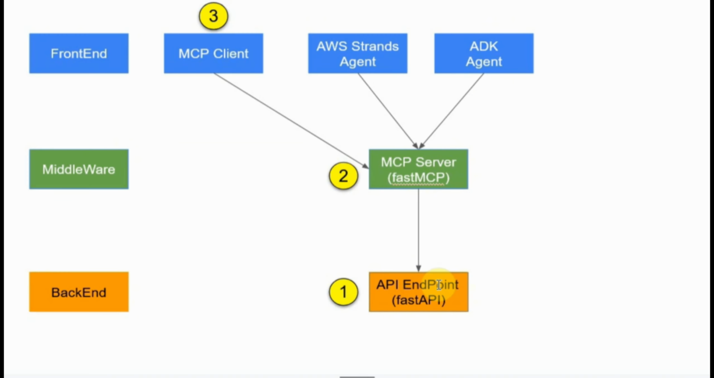So at this point, we have completed our 3 steps. We have deployed the Forex API, we have deployed the MCP server, which is involved in the Forex API, and we have created an MCP client, which is capable of talking to the MCP server, calling MCP tools, and reaching the API endpoint through the MCP server. Now, let us design the AWS Strands agent.